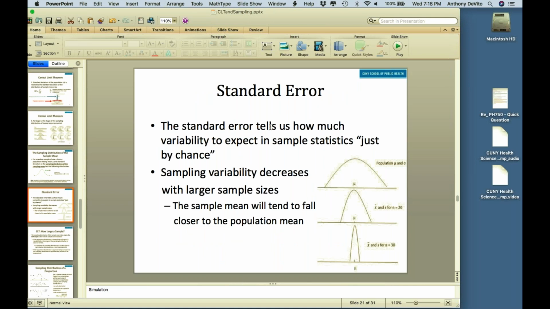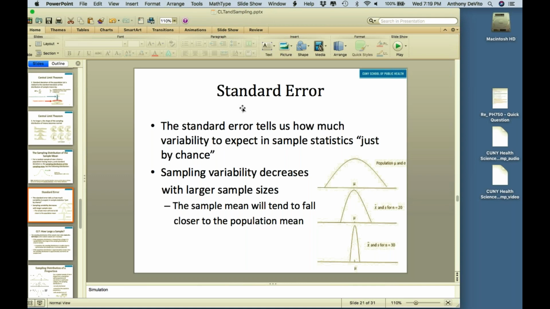Okay, standard error. Standard error tells us how much variability we should expect when we take a sample. So if we know the standard error is 10 versus 5, then we know that the one that has a standard error of 5 has less variability if we take repeated samples than the one that has a standard error of 10.